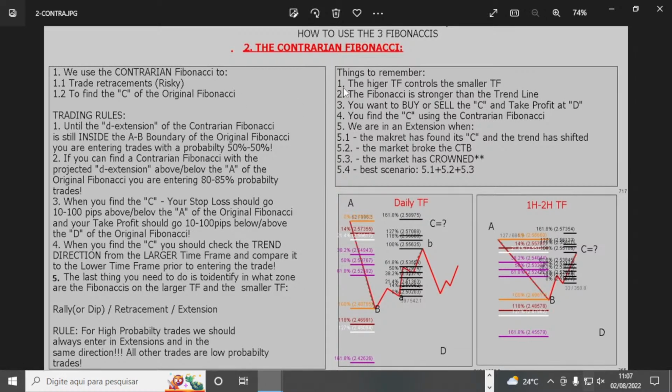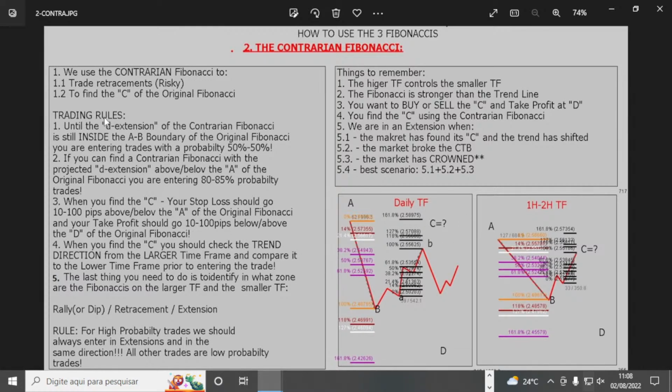We're trying to explain to you that Fibonacci has an edge as a tool. Fibonacci is going to win 7 times out of 10, 8 times out of 10, and today we are going to learn how to find the C. So on the daily time frame here, just as an example, you have the A, you have the B, the market is retracing, and then we have here the C with the question mark.